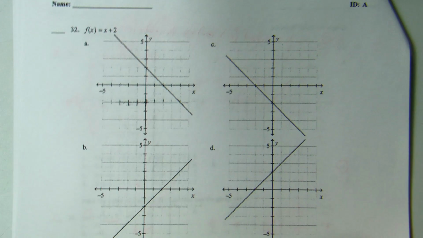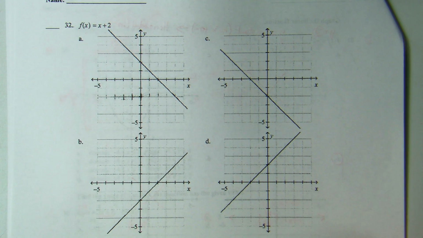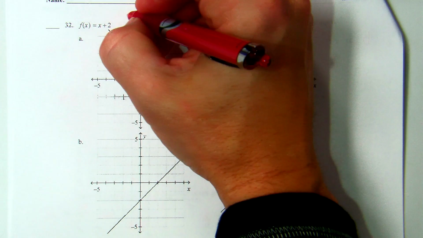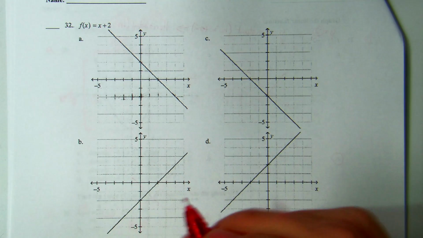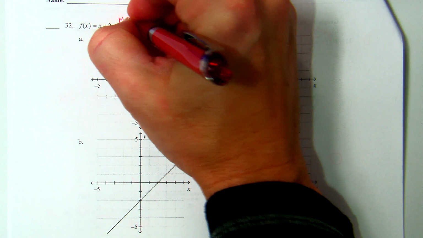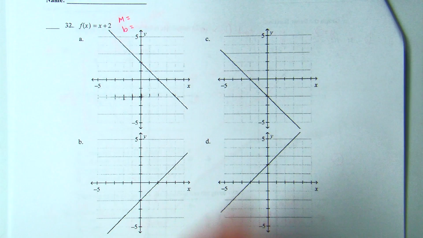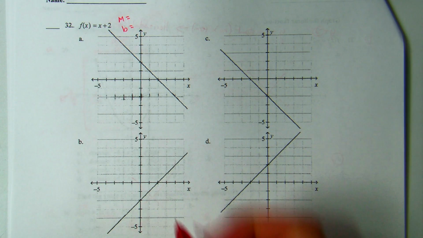All right, let's move along to number 32. Number 32, we have y = x + 2 as our equation. They want us to find the graph of that equation. There are several things I'm going to do. The very first steps are the most important: let's see if we can find the slope and the y-intercept. If we can find some of these key pieces, we can locate the graph really quickly.